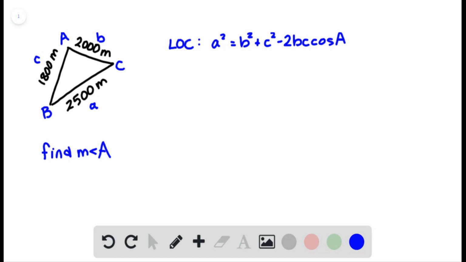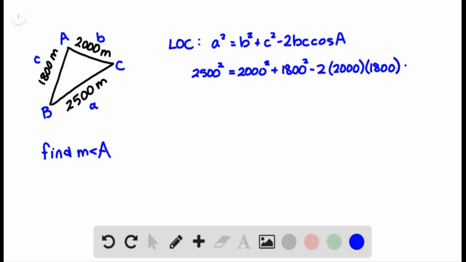So from here we can plug the numbers in, 2,500 for a, 2,000 for b, and 1,800 for c, and keep substituting those numbers in throughout the rest of the formula. And you'll notice that the only unknown left in the equation is angle A.